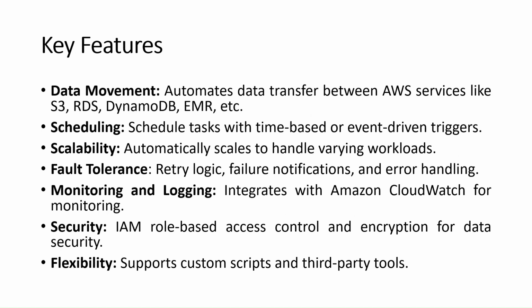Now let's see what the key features of Data Pipeline are. Firstly, data movement. It automates data transfer between AWS services like S3, RDS, DynamoDB, EMR, etc. AWS Data Pipeline acts like a conveyor belt that automatically moves data between different AWS services like S3 for storage, RDS for the database, DynamoDB for the NoSQL database, and EMR for data processing. You don't need to manually transfer the data, it will do it for you.